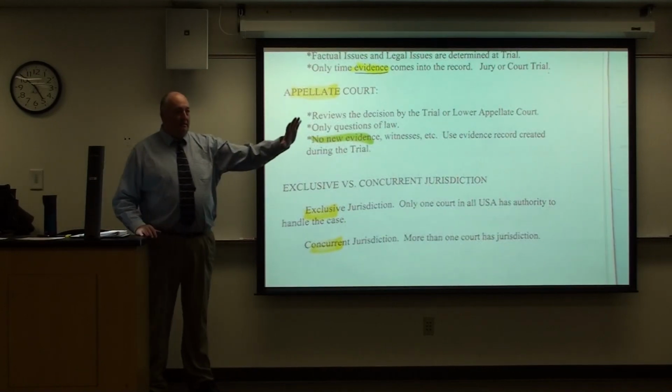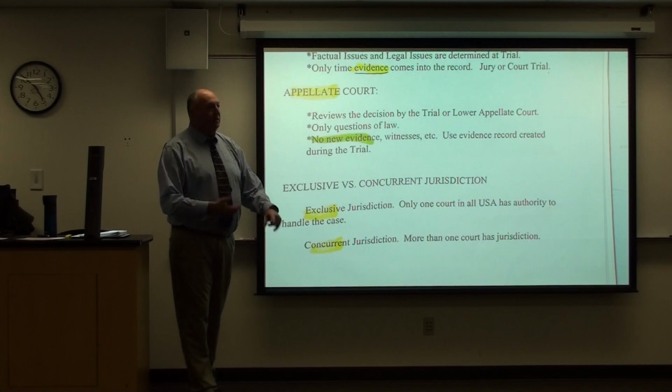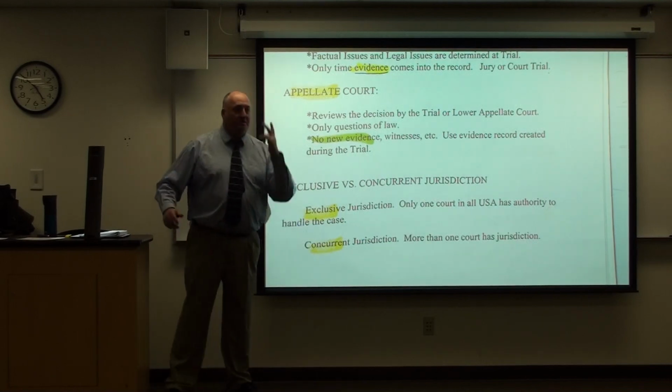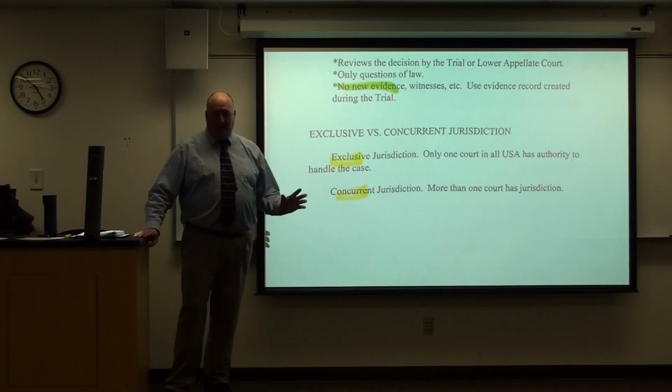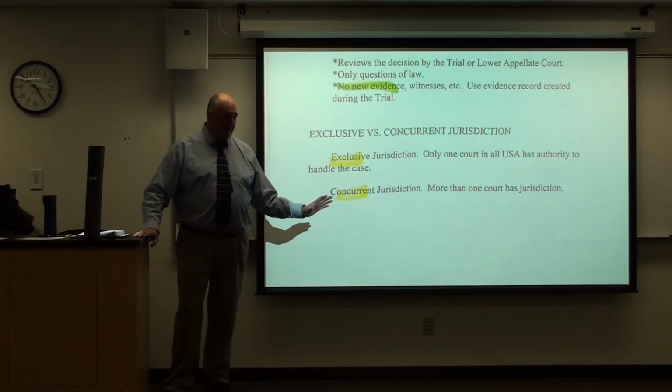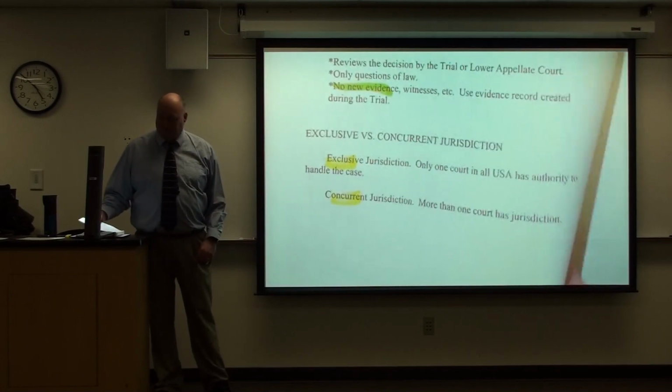All right, so that's 5. Trial court jurisdiction, original jurisdiction, appellate court jurisdiction, exclusive jurisdiction, concurrent jurisdiction. Okay? And we're going to have 10 of them. So next page for the next 5. So page 21.